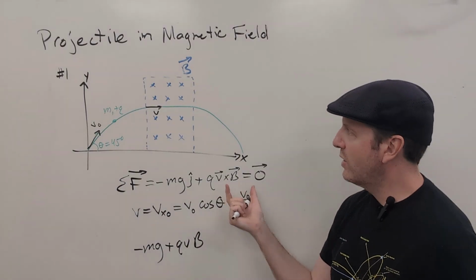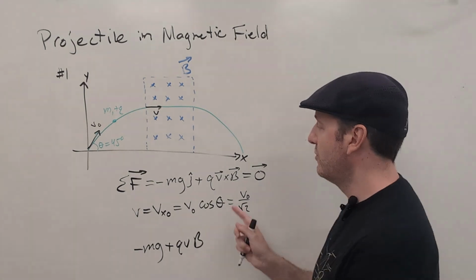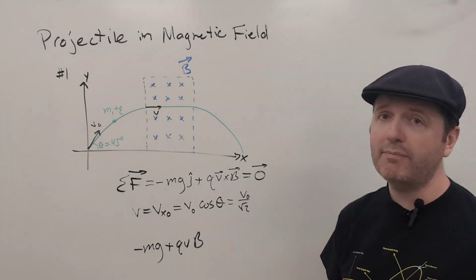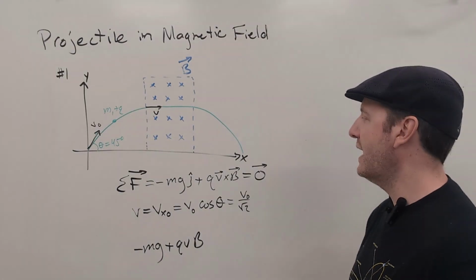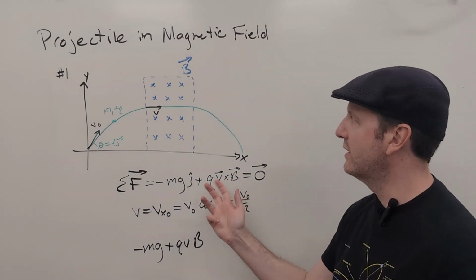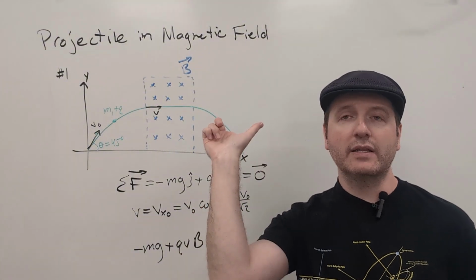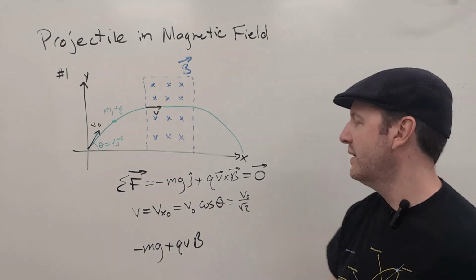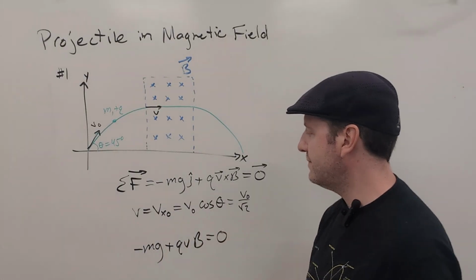You might say, well, what about the magnitude? If you want to find the magnitude of a cross product, you can remember that you just multiply the magnitudes of the two vectors that make it up, that's v and b, times the sine of the angle between those two vectors. But look, v is that way, b is that way. That's a 90-degree angle between those, so the sine is 1. And we already decided it was positive, so this has to equal 0.